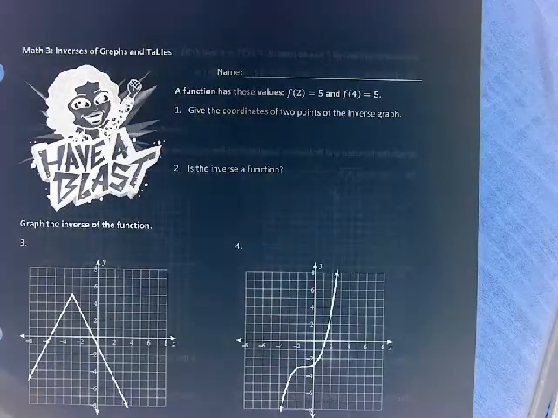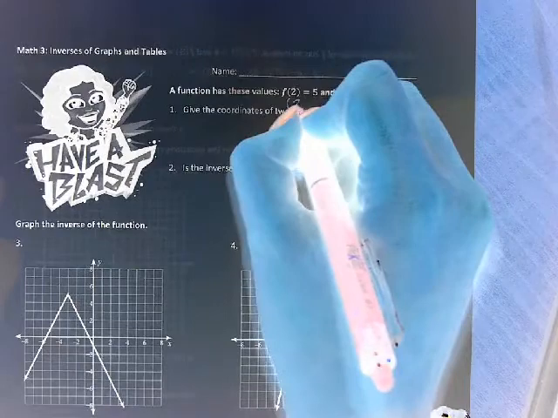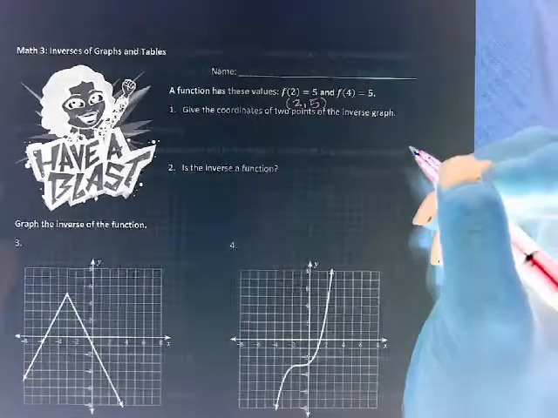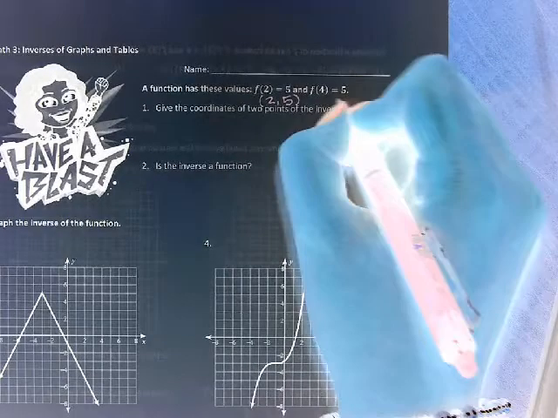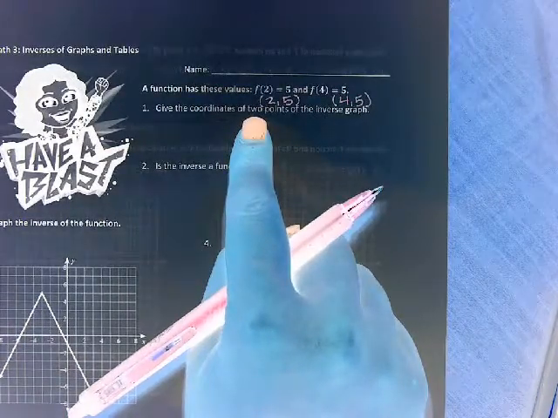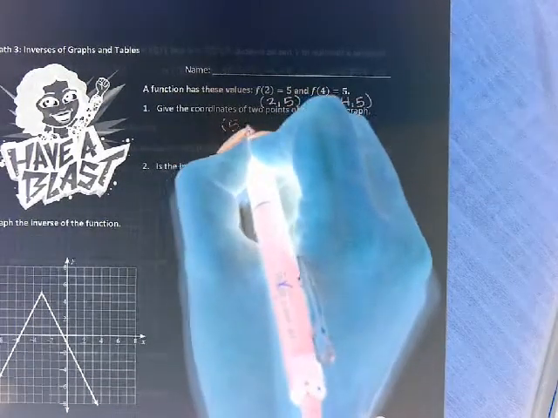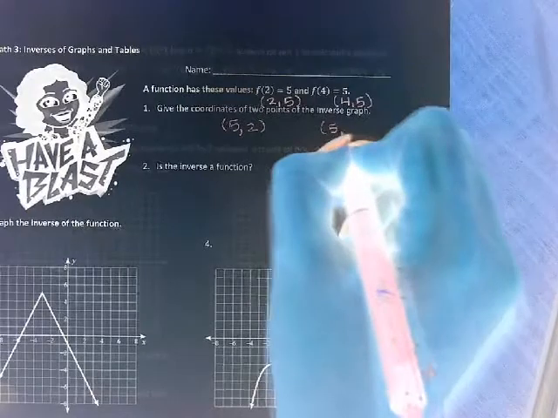They tell you that if you plug in 2, you get 5. That's what that notation means. And if you plug in 4, you get 5. So what would the points be for the inverse graph? Plug in 5, you get 2. If you plug in 5, you get 4.